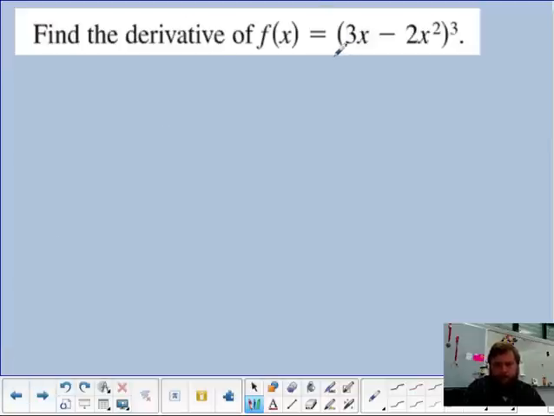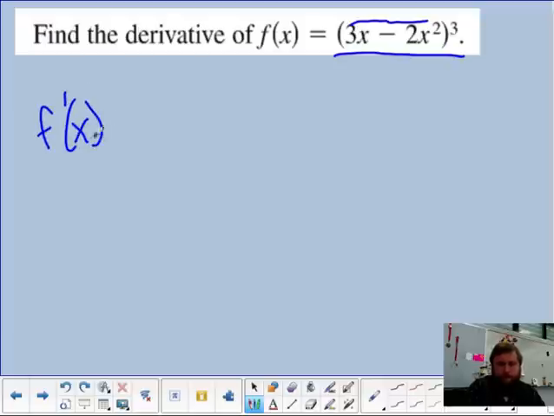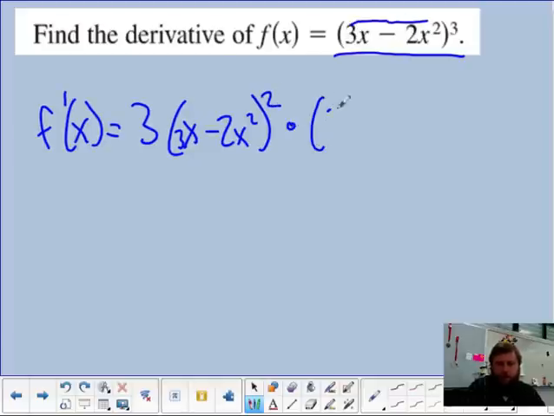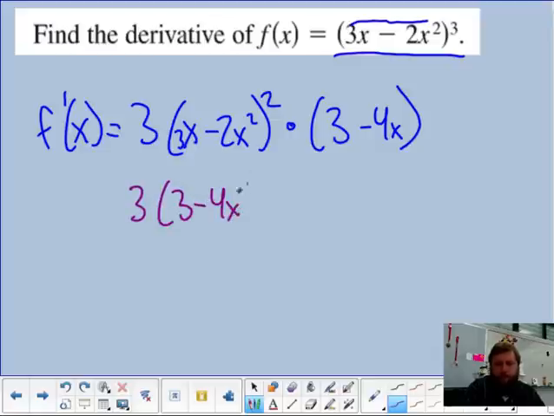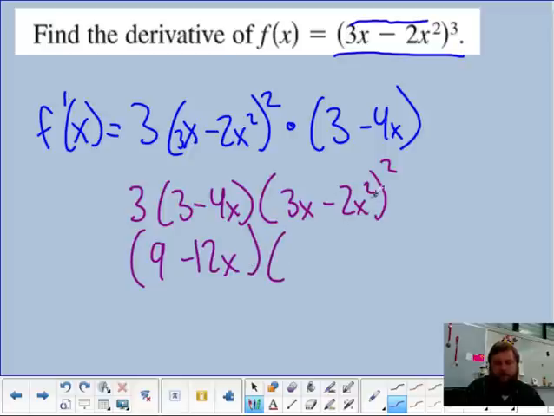So let's do another example. I want to find the derivative of this one. My inside is the 3x minus 2x squared. So my f prime of x is going to be 3 times 3x minus 2x squared, and times the derivative of the inside will be 3 minus 4x. And let's try to clean this up a little bit here. So I'm going to rewrite this as 3 times 3 minus 4x times 3x minus 2x squared, all that squared. We'll leave it like this. If we wanted to, we could distribute this and get 9 minus 12x all times this x squared. We're done. We're good. Next problem.